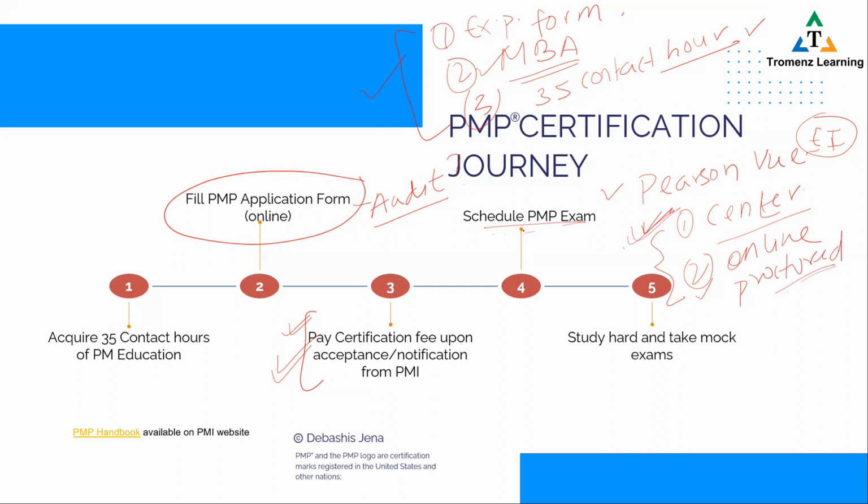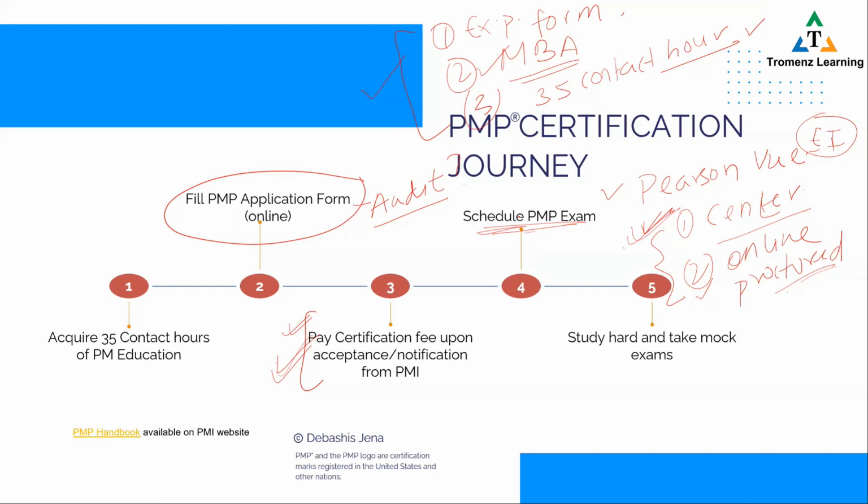And how to do the scheduling? Pretty straightforward. You would log into PMI's website, go to your dashboard. So once you have made the payment, there'll be the option to schedule. Just click on schedule. It will take you to the Pearson's site and you see slots available.